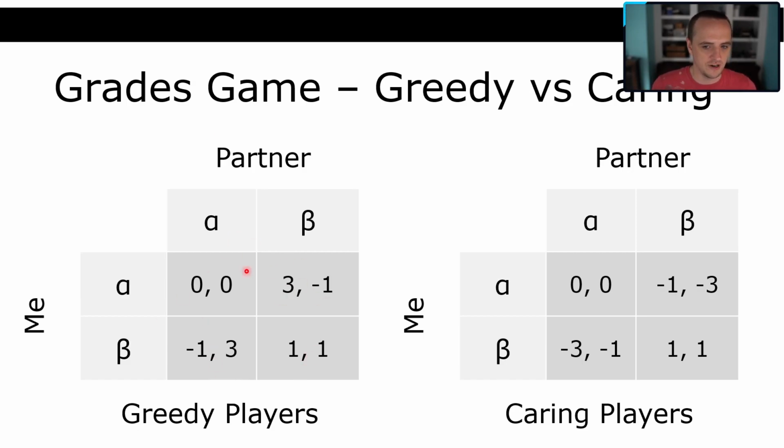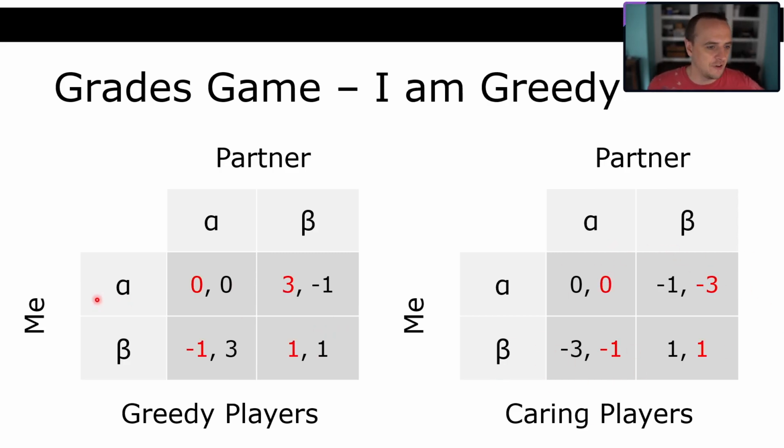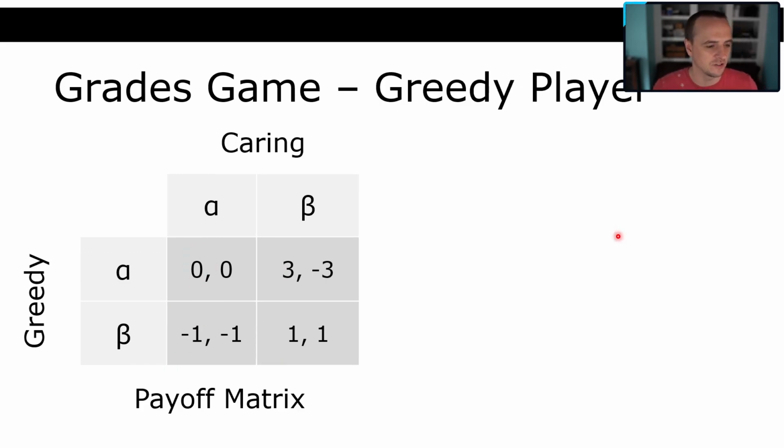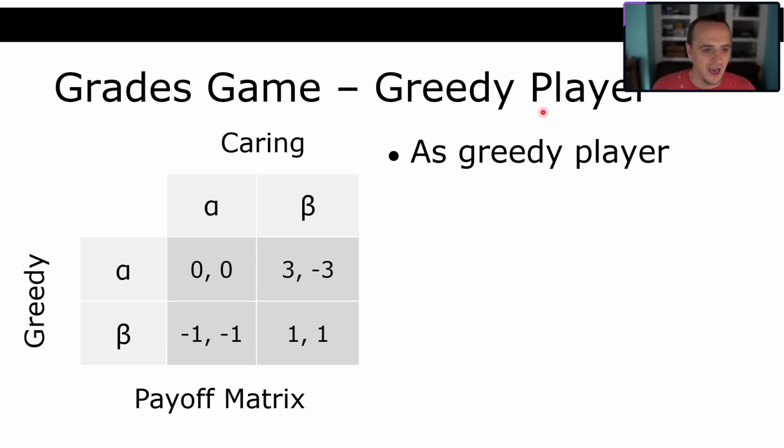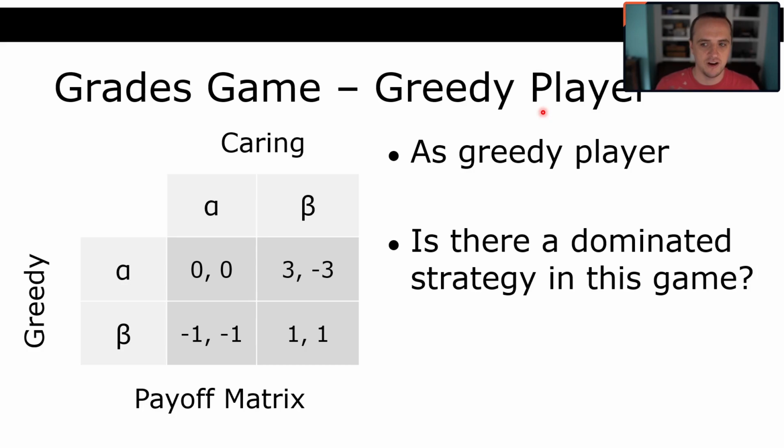So here's the greedy matrix. Here's the caring matrix. So what we're going to do is on the left-hand side, we're going to have the payoffs for the greedy player. And on the right-hand side, we're going to have the payoffs for the caring player. Okay? So we're going to take these values on the left and these values on the right, and we're going to combine them into this matrix where we're going to have the greedy player on the left and the caring player up top. All right? So as the greedy player, is there a dominated strategy in this game? Okay, that's what we have to ask ourselves.